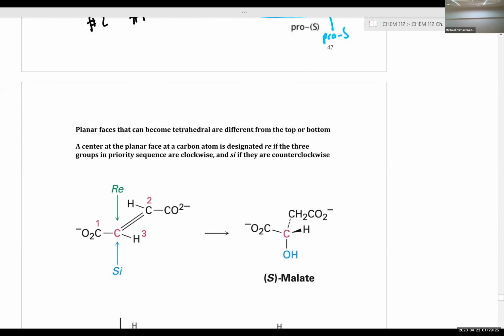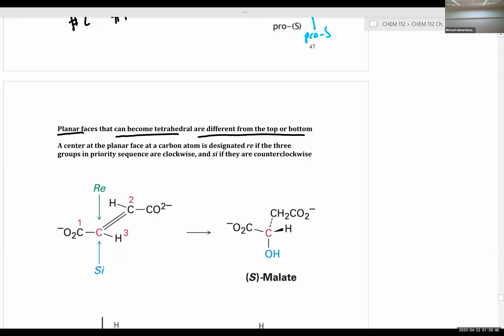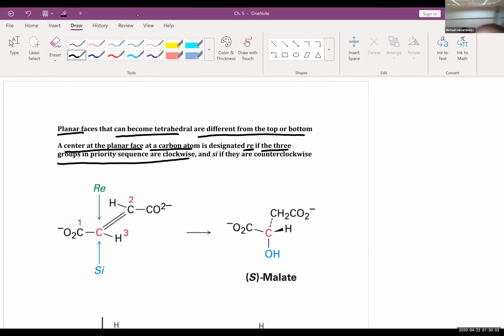Okay, so there's one other aspect of prochirality, and this is concerned with planar carbons. Planar faces can become tetrahedral after addition, and the top face is different from the bottom face. So there are 2 different faces, which lead to different tetrahedral centers. A center at a planar face at a carbon atom is designated as Re if the 3 groups in priority sequence are clockwise, or as Si if they are counterclockwise.